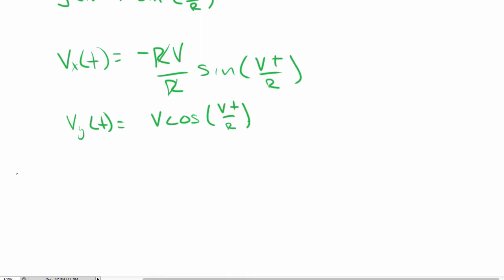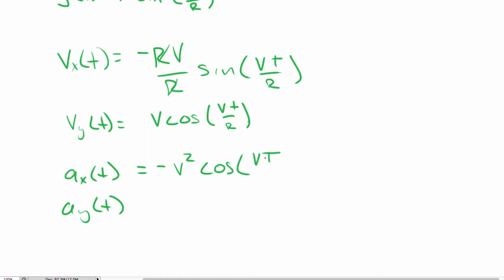Okay, and finally we could go one more step and solve for the acceleration in the x and the y directions. So we take another derivative, we get a minus v squared over r times cosine vt over r, and I left out an r. And then in the y direction we get minus v squared over r times sine vt over r. All right, lots of equations. We're just going through and taking lots of derivatives.